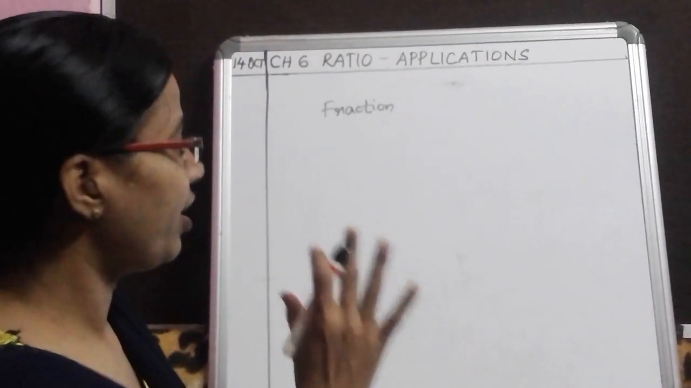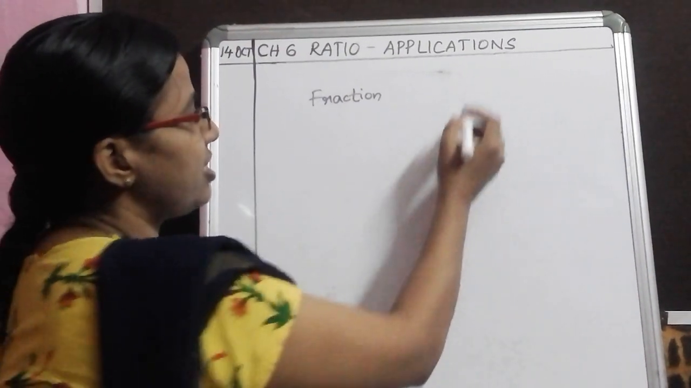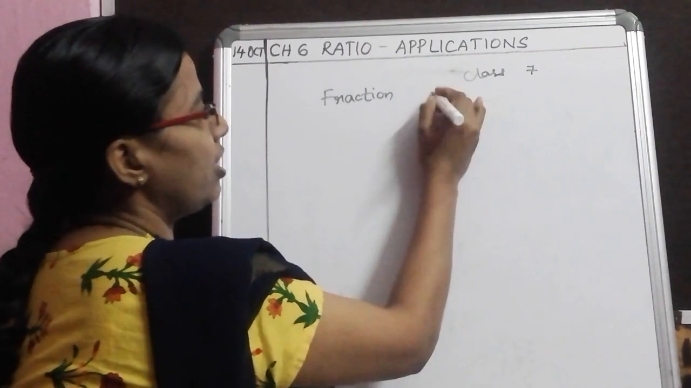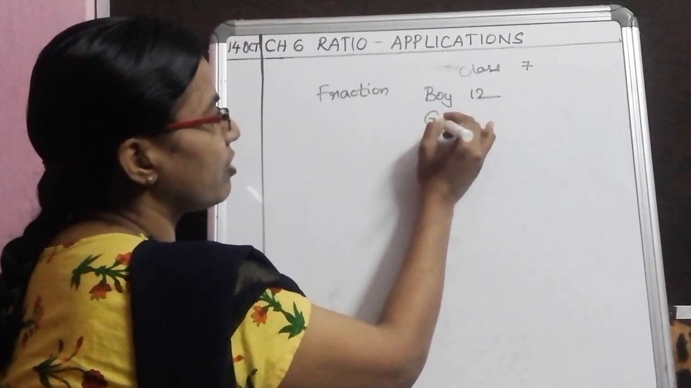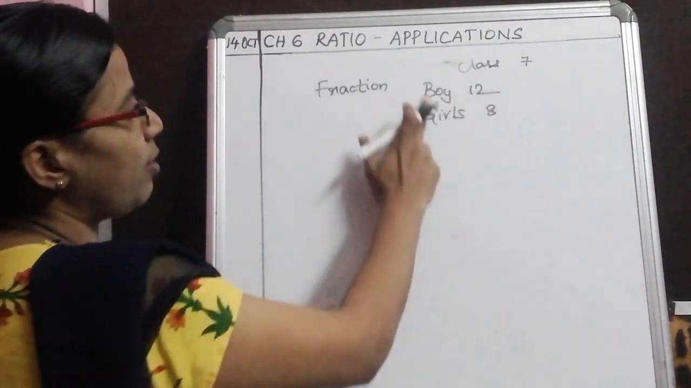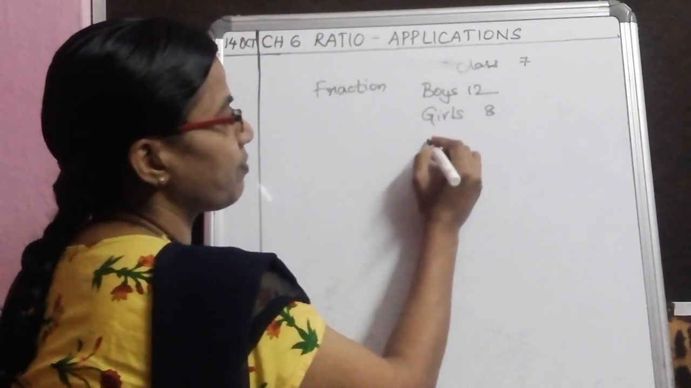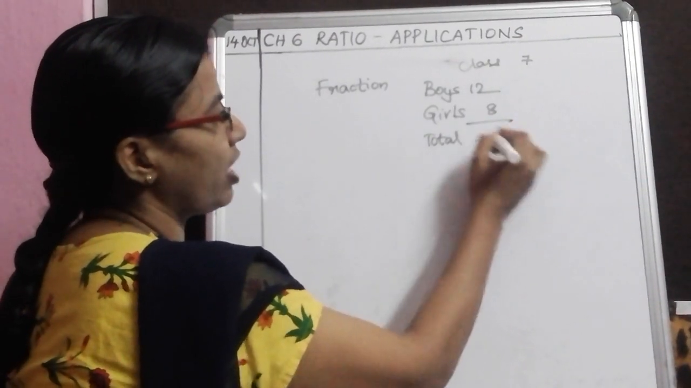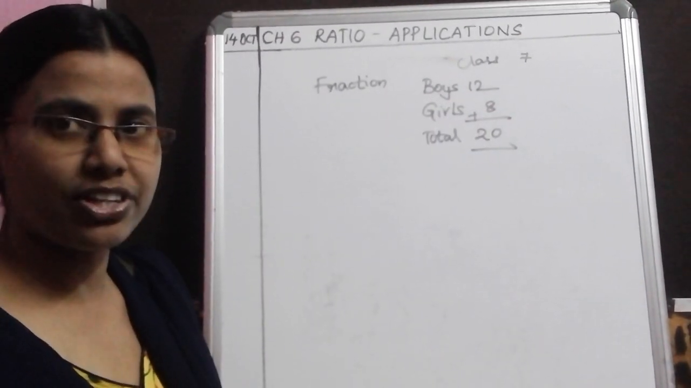Okay, now what is a fraction? Let us consider an example. You are all of class 7. The number of boys, say 12, are there. The number of girls, say there are 8. So here the total strength, if I want to find out, I am going to add these two. It is 20. Okay children.